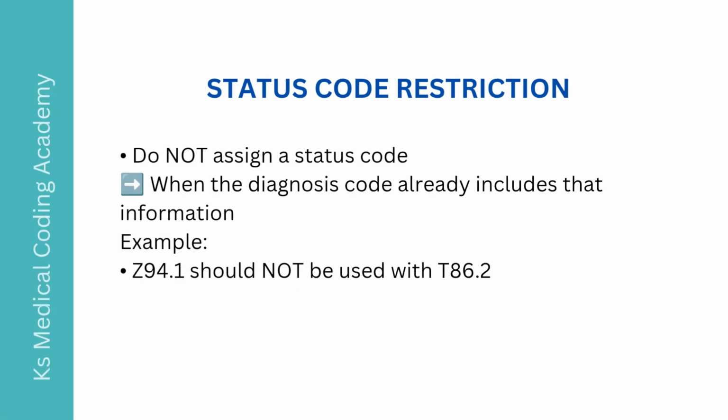Status code restriction. Status codes should not be assigned when the diagnosis code already includes the same information. For example, Z94.1, heart transplant status, should not be reported with T86.2, complications of heart transplant, because the complication code already implies the transplant status. This rule prevents unnecessary duplication of information.